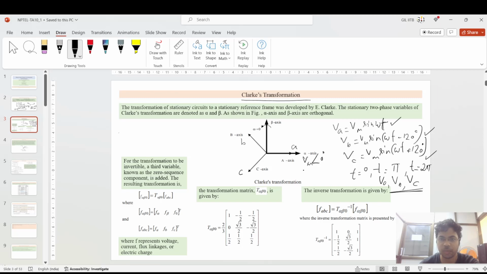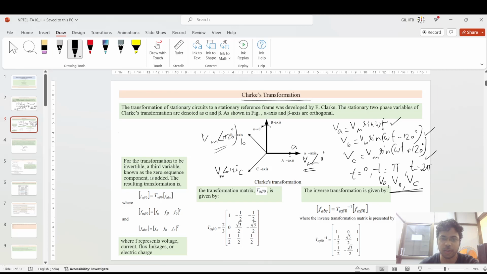Suppose VA is VM at angle 0 degree, I'm taking the maximum value. And VC, if you remember, is at minus 120 degree, depending upon the situation. Actually this is at B and this is C, so VM angle plus 120 degree.